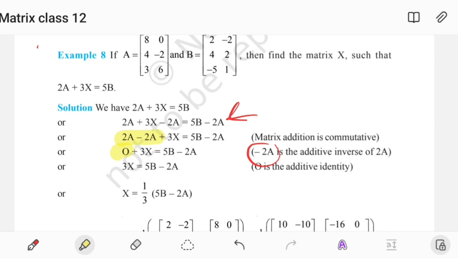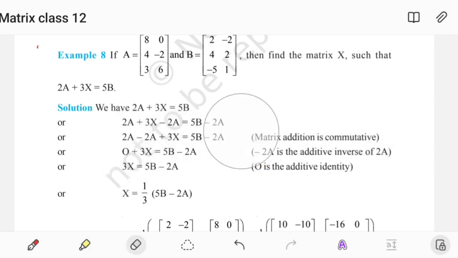Technically you are not supposed to do shifting there. You are supposed to do it in this method only, by writing the correct property you have used, that is commutativity. But in your mind, in your heart, you can take it as analogous to the equations of real numbers, that yes, there we were shifting it, and here we are basically adding the additive inverse. Hope it is clear to you.